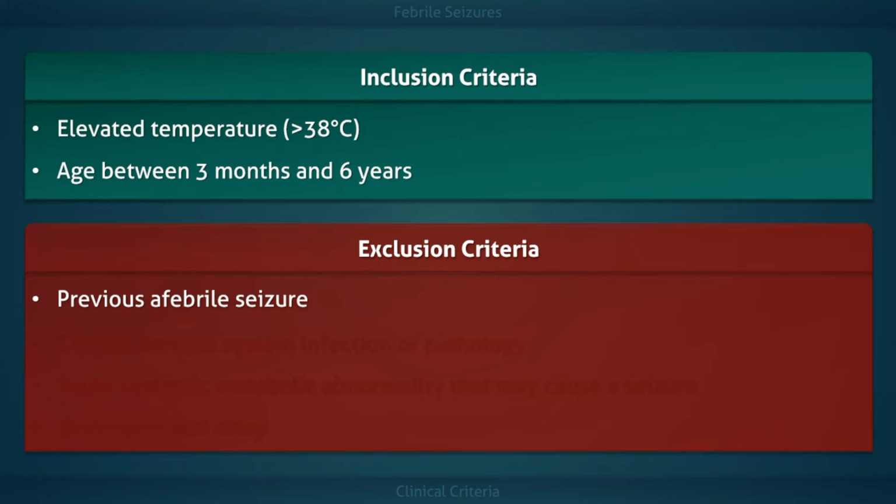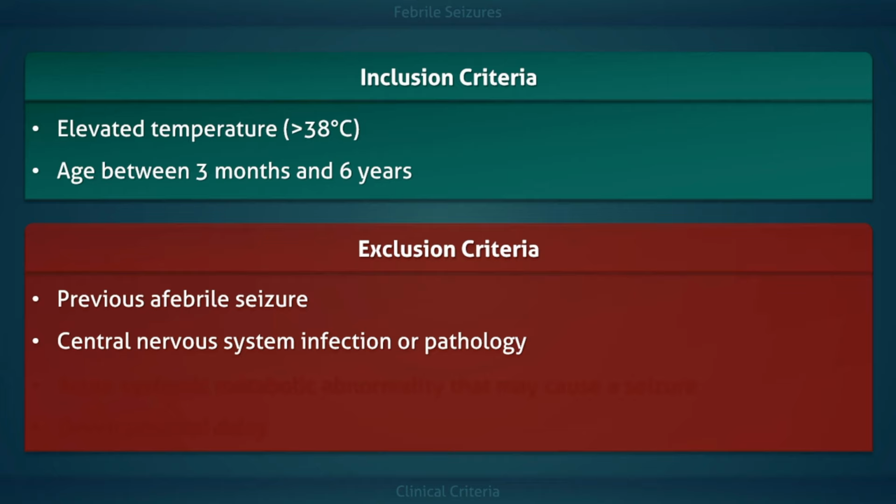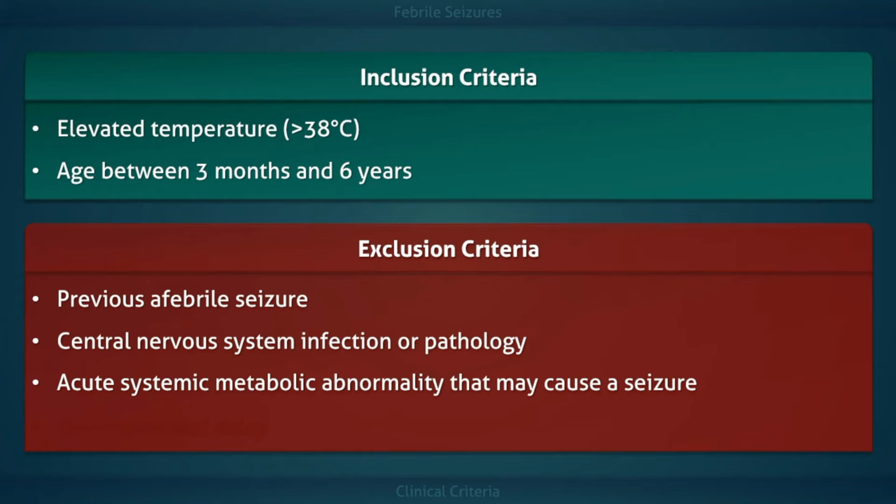Central nervous system infection or pathology. It is vital to rule out any disease of the central nervous system before concluding that the child had a febrile seizure. Acute systemic metabolic abnormality that may cause a seizure. A variety of acute metabolic derangements can cause a seizure, such as an abnormal serum sodium or glucose concentration.